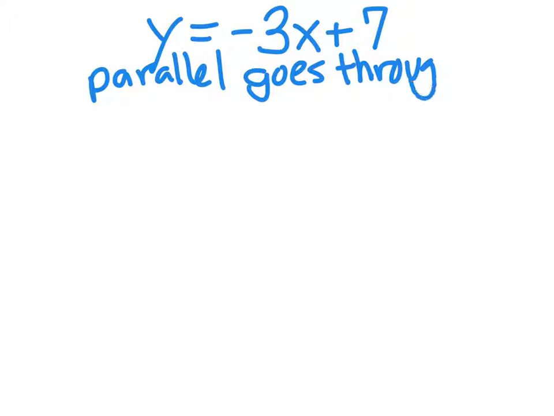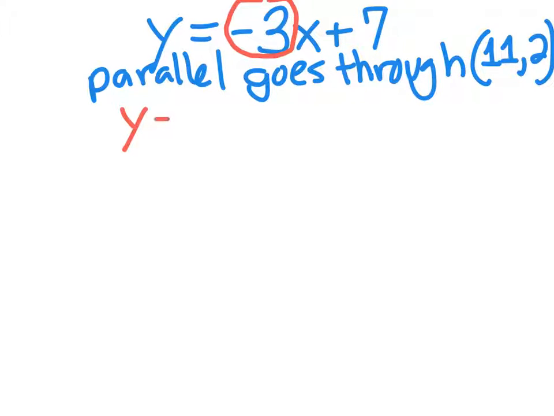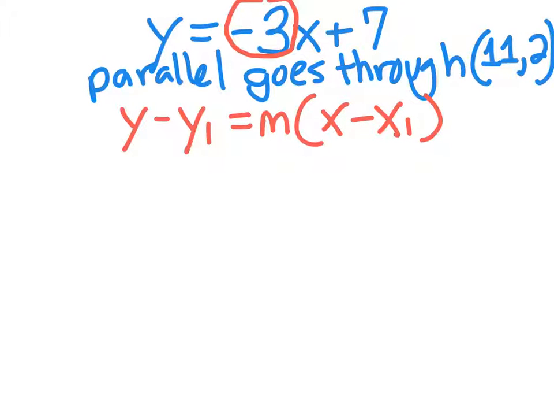What should I come up with here? No, I'll make it interesting. 11, 2. Wow. All right, so I want to make sure it goes through point 11, 2. All right, so first of all, I need my slope. What's my slope? Negative 3 is my slope. Great. So I'm going to write my point slope form equation, y minus y1 equals m, and then x minus x1. Great.